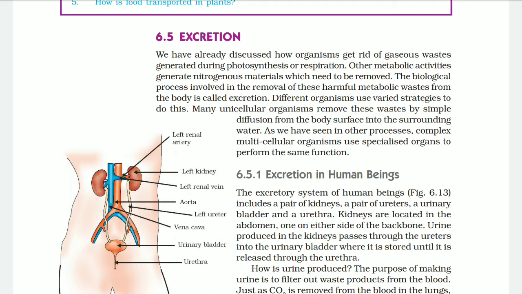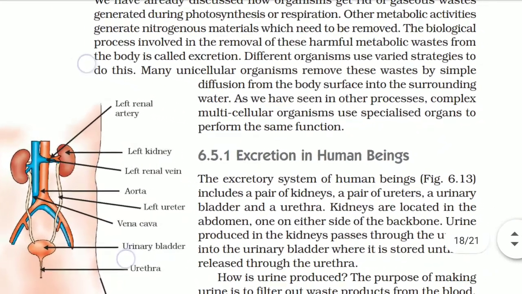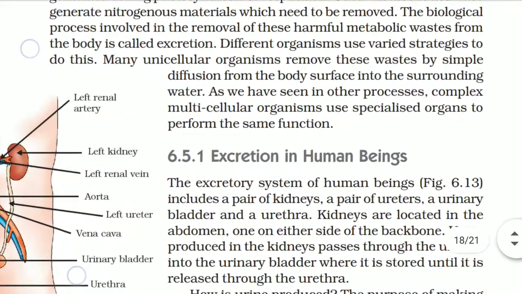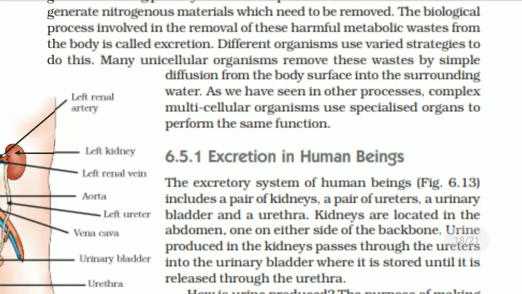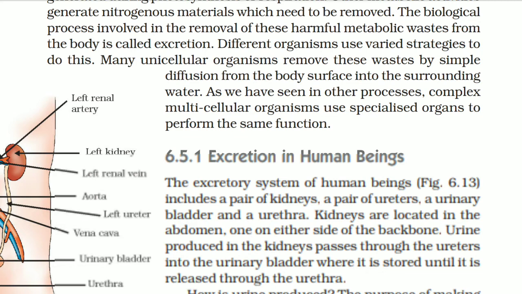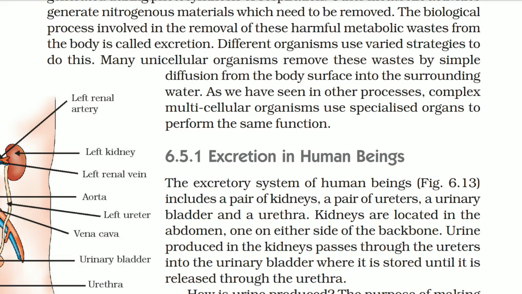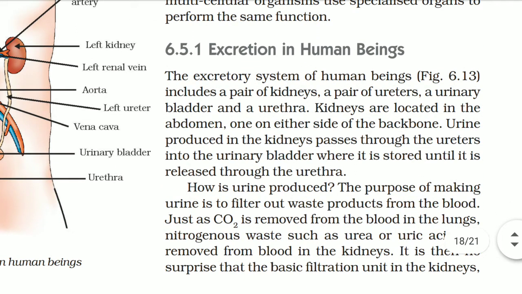Different organisms use varied strategies to do this. Many unicellular organisms remove this waste by simple diffusion from the body surface into the surrounding water. As we have seen in the process, complex and multicellular organisms use a specialized organ to perform the same function. So excretion means removal of waste material from the body.